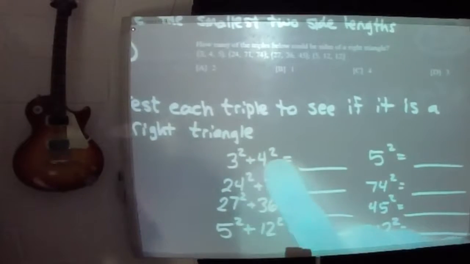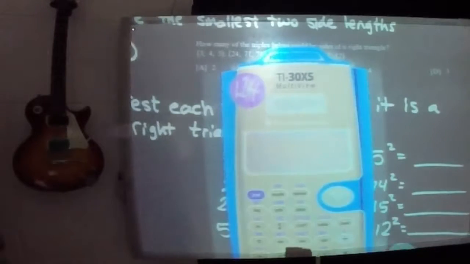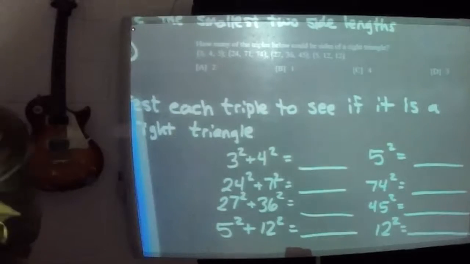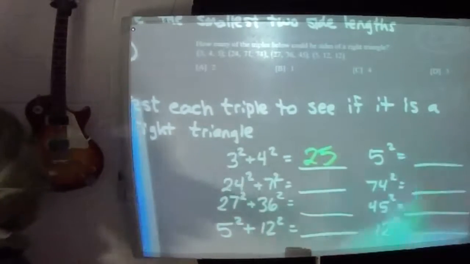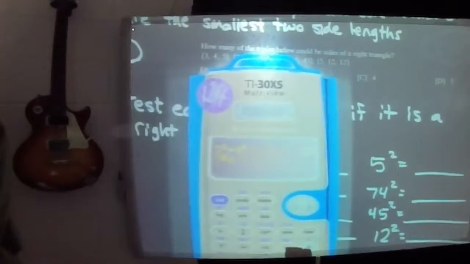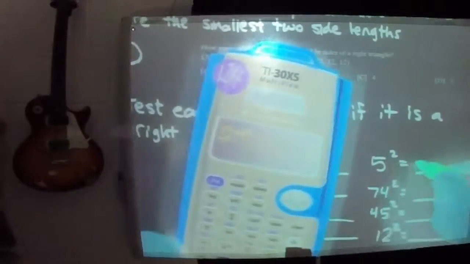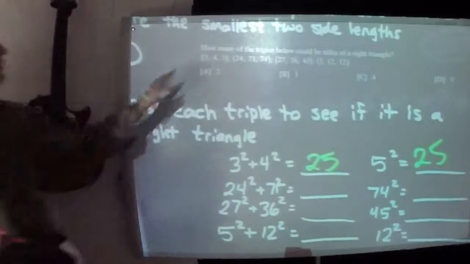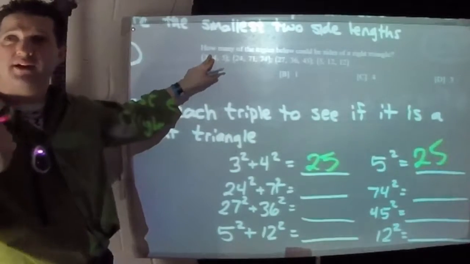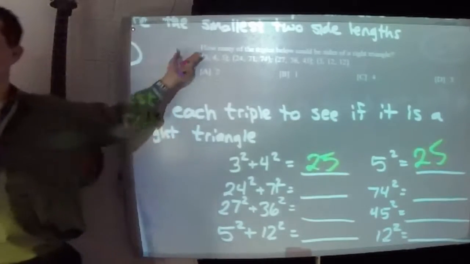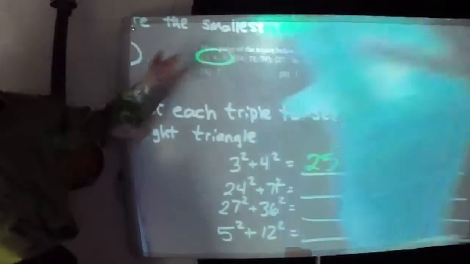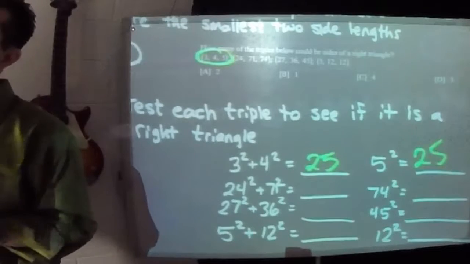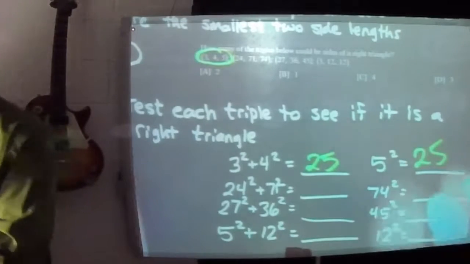So what you're going to do is go 3 squared plus 4 squared. That's 25. And then you have to ask yourself, what's 5 squared? It is also 25. So if your a squared plus your b squared equals your c squared, is it a right triangle? Yes. So you got 1. You got to test each one of them. Now you have 1, but there's 4 possible ones.